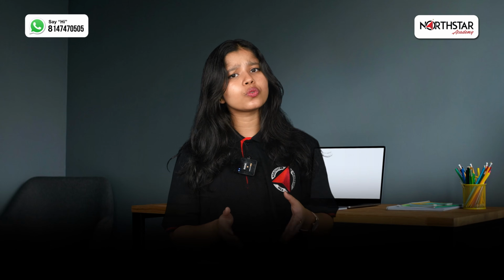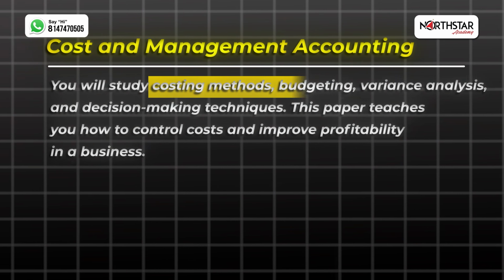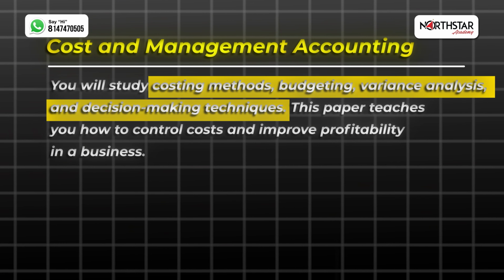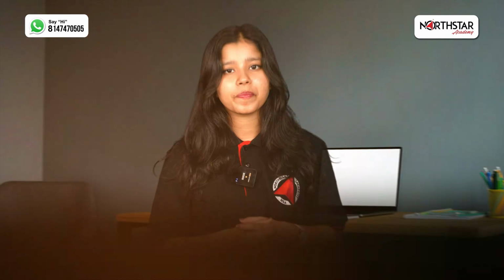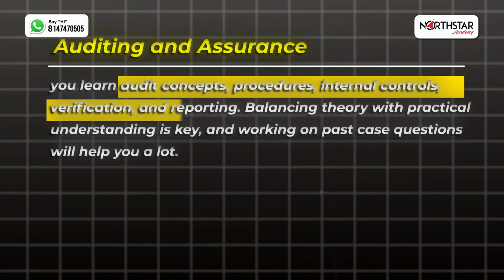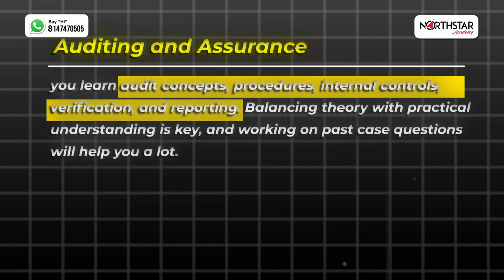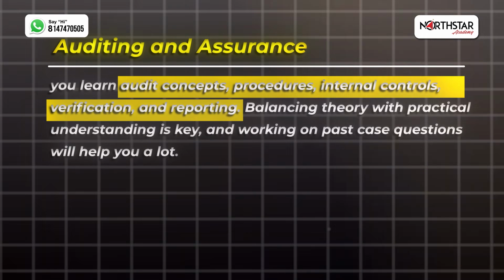In Group 2, the first paper is Cost and Management Accounting. You will study costing methods, budgeting, variance analysis, and decision-making techniques. This paper teaches you how to control costs and improve profitability in a business. The second paper is Auditing and Assurance. Here, you learn audit concepts, procedures, internal controls, verifications, and reporting. Balancing theory with practical understanding is key, and working on past case questions will help you a lot.